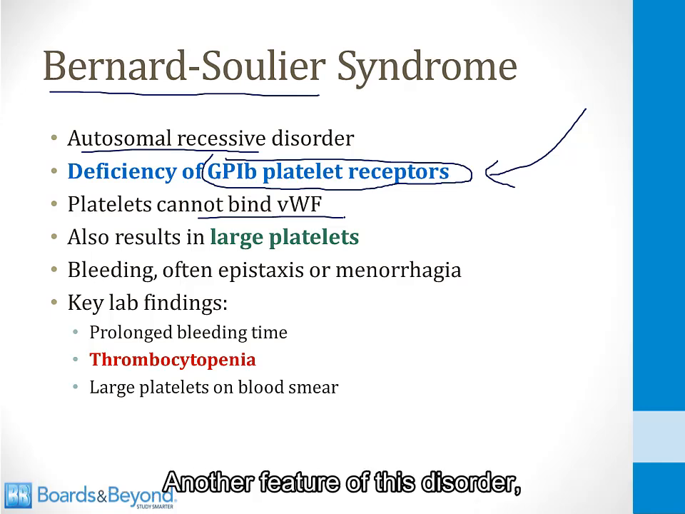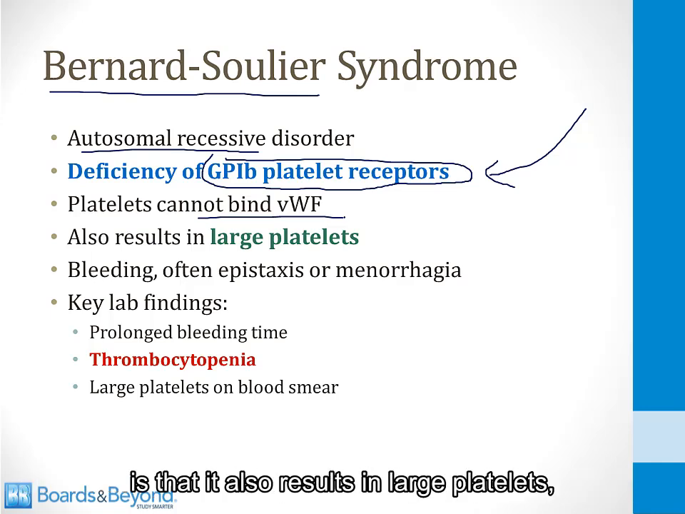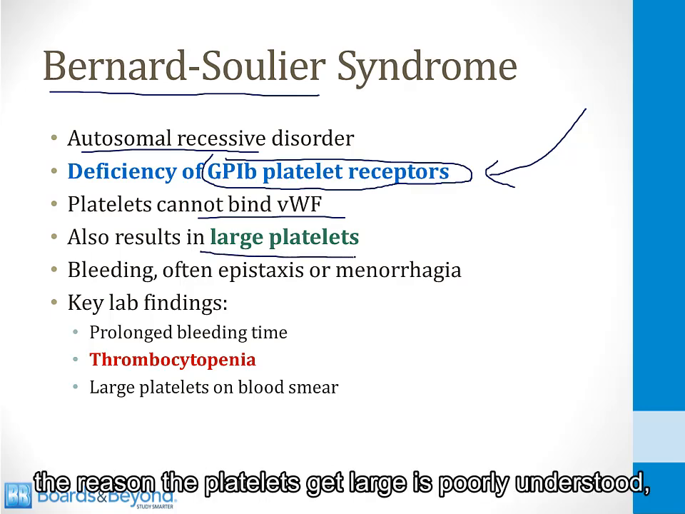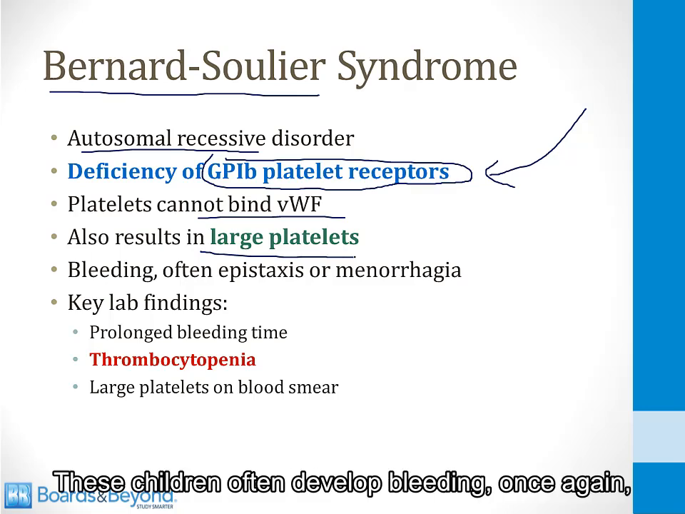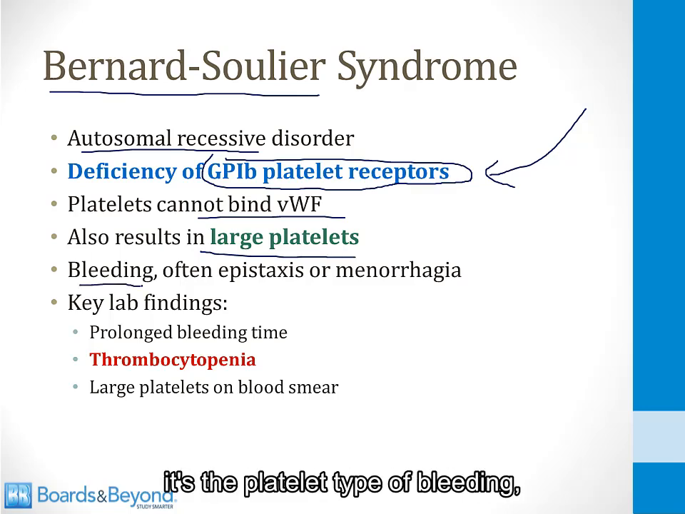Another feature of this disorder, which is just sort of peculiar, is that it also results in large platelets. The reason the platelets get large is poorly understood, but key findings in this disorder include large platelets on peripheral smears. These children often develop bleeding. Once again, it's the platelet type of bleeding.